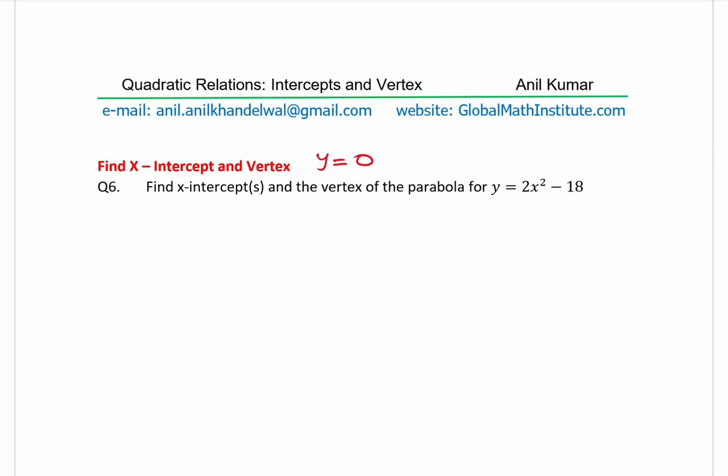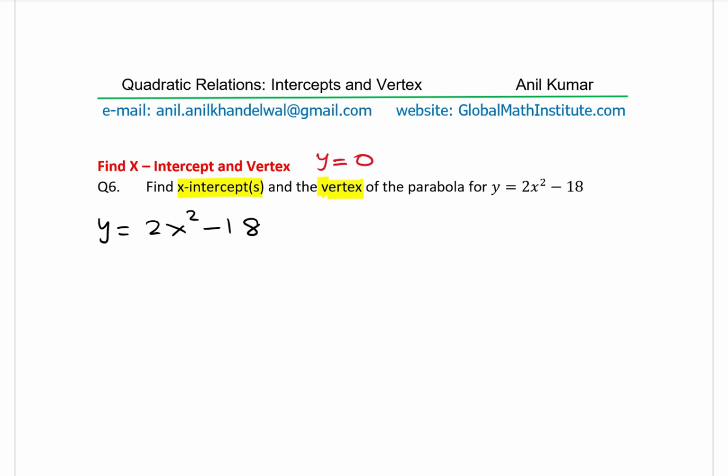We are given the equation this time as y equals 2x squared minus 18. Find the x-intercepts and the vertex for the parabola. So we have to find both things: first the x-intercepts and then the vertex for the given parabola. Clear? Okay. So let us see how to solve this equation to find the x-intercepts.